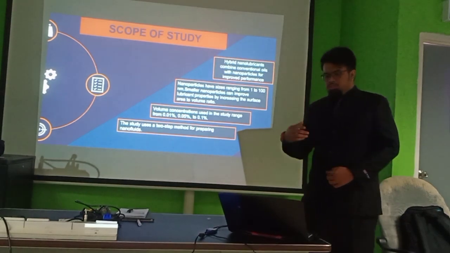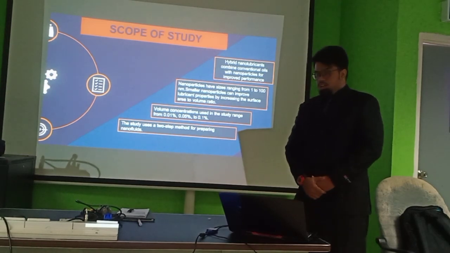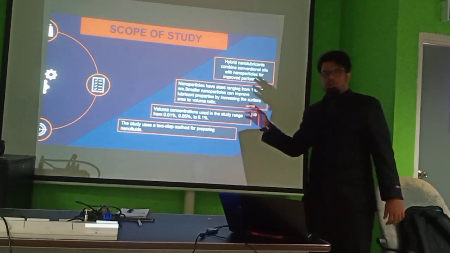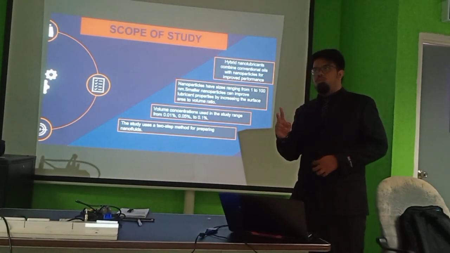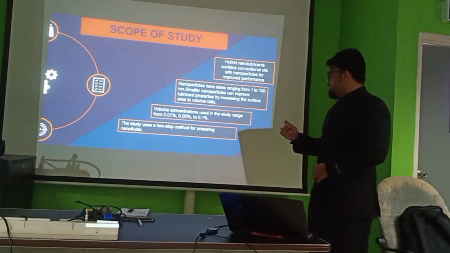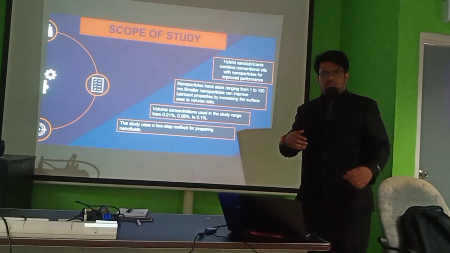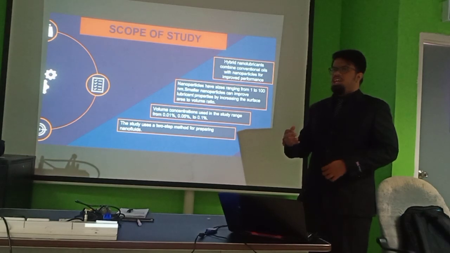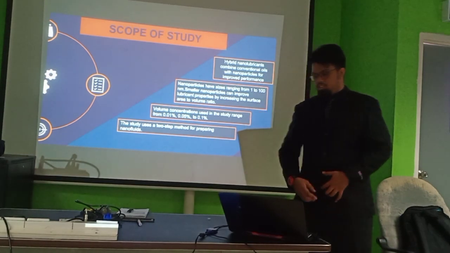And this study that I scope used the two-step method for preparing. Actually, there are two methods. The first method is called the one-step method. The second method is the two-step method. So why do we use the two-step method? Because it's more efficient and effective to do nanoparticle preparation.